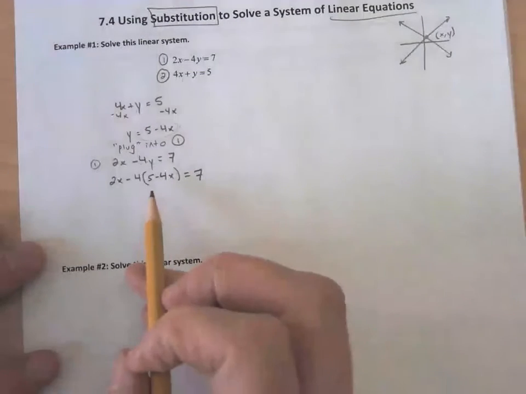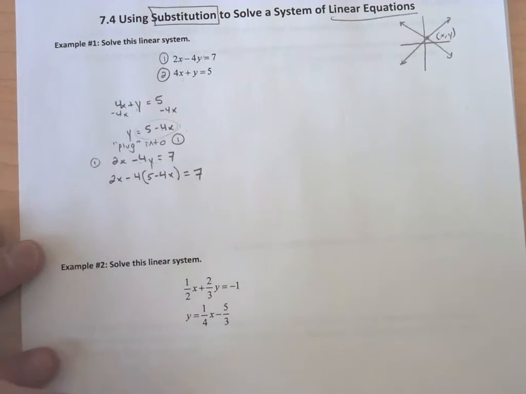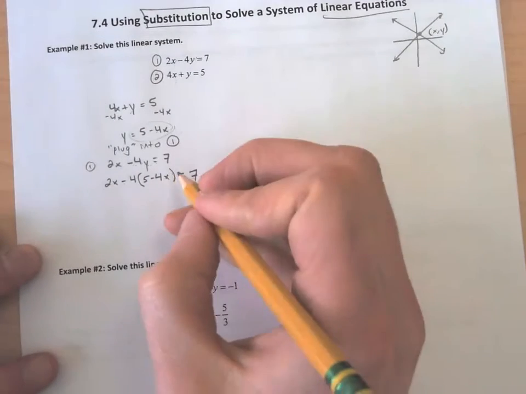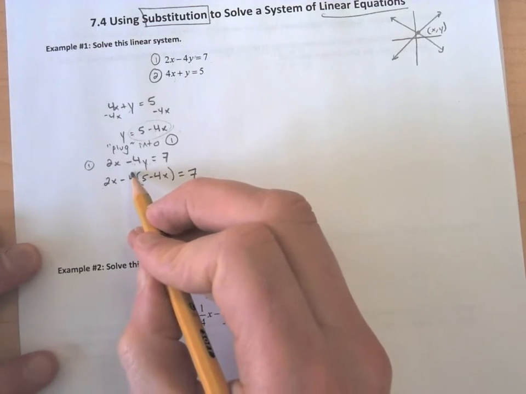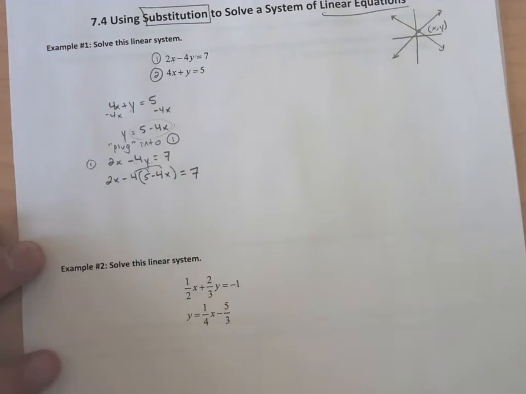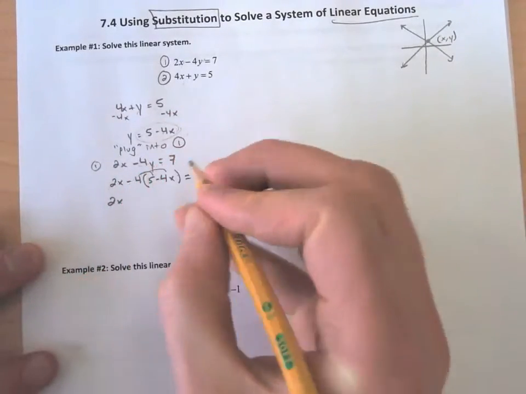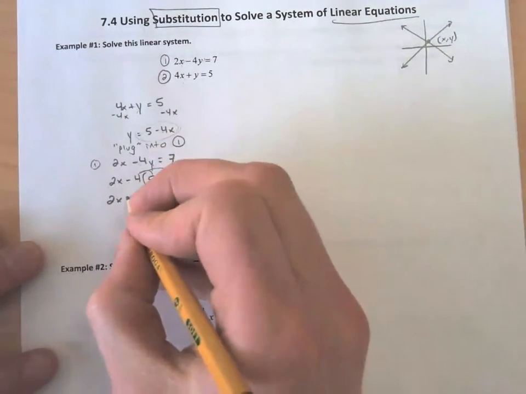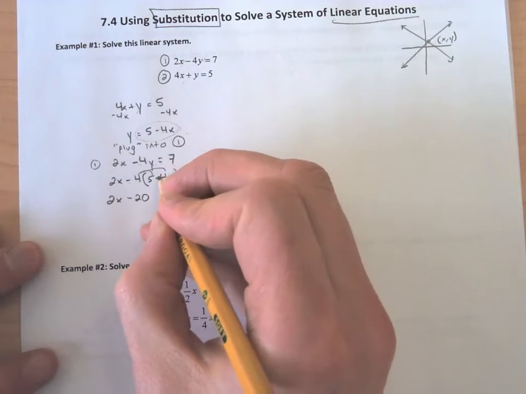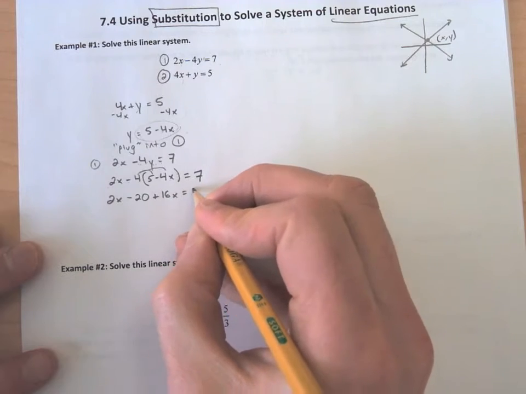And then your goal here, if you notice, we got rid of the y, and all we see is x's. So that's what we wanted from this, plugging one equation into the other to get one variable only, because then you can solve for that variable. So the next step here is you have to distribute, if we remember how to do that, into that bracket. This will always most likely be a step in these types of solutions. So 2x, then negative 4 times 5 is negative 20. Negative 4 times negative 4x is plus 16x equals 7.